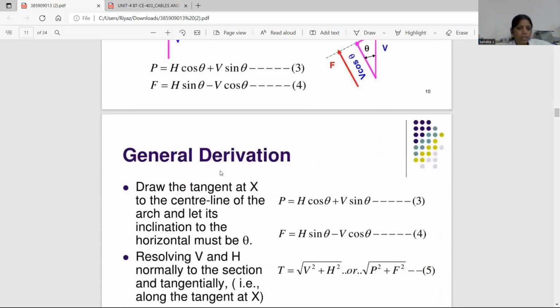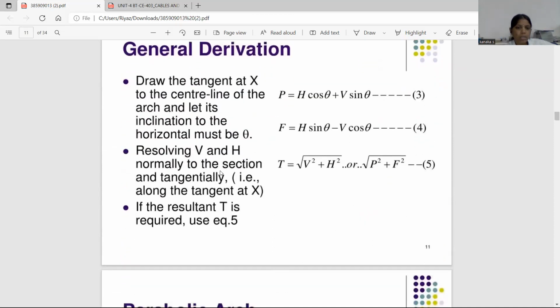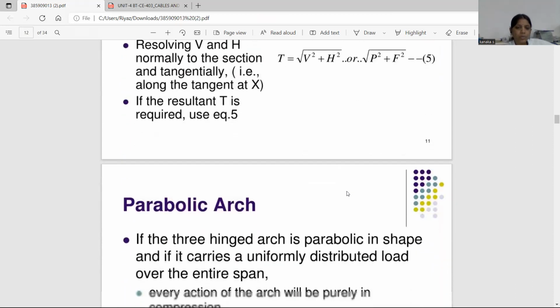Next, draw the tangent at X to the center line of the arch, and let it be inclined to the horizontal at theta. So P equals H cos theta plus V sin theta, and the force F equals H sin theta minus V cos theta. Resolving V and H normally to the section and tangentially along the tangent at X, the resultant T equals the square root of V squared plus H squared, or the square root of P squared plus F squared. So the resultant T is obtained from equation 5.